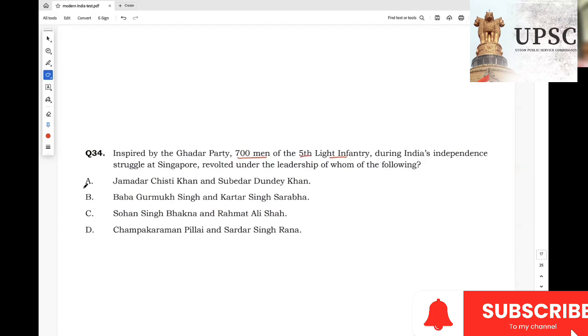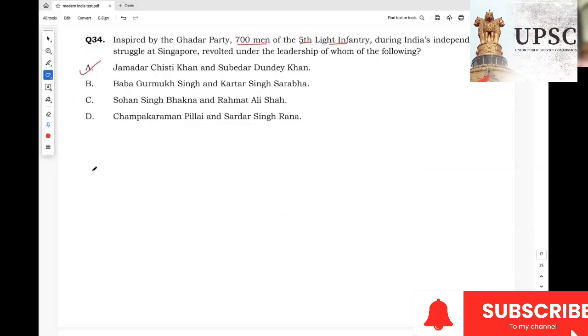I will tell you the answer. The answer is A. I have marked that up. But even if I were in this examination, I would leave this question. That revolt in Singapore by 700 men of this particular infantry was under the leadership of whom? I think it's really very tough to remember these kinds of extreme facts. I mean, if tomorrow somebody asks who was the pilot or who was the captain of Komagata Maru, you must have heard about the Komagata Maru incident, right? Or when the Ghadar Party was formed, who was the second president of the Ghadar Party in San Francisco? I mean, who remembers these kinds of facts? So there are certain questions which are meant to be left.